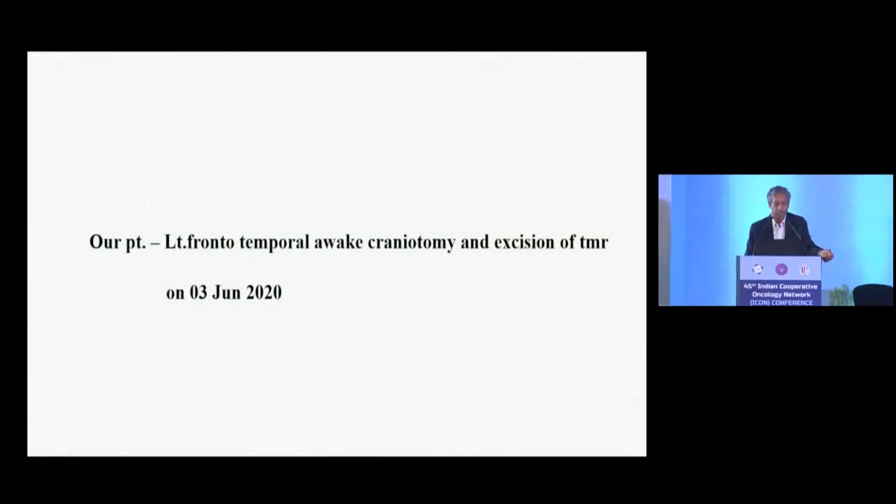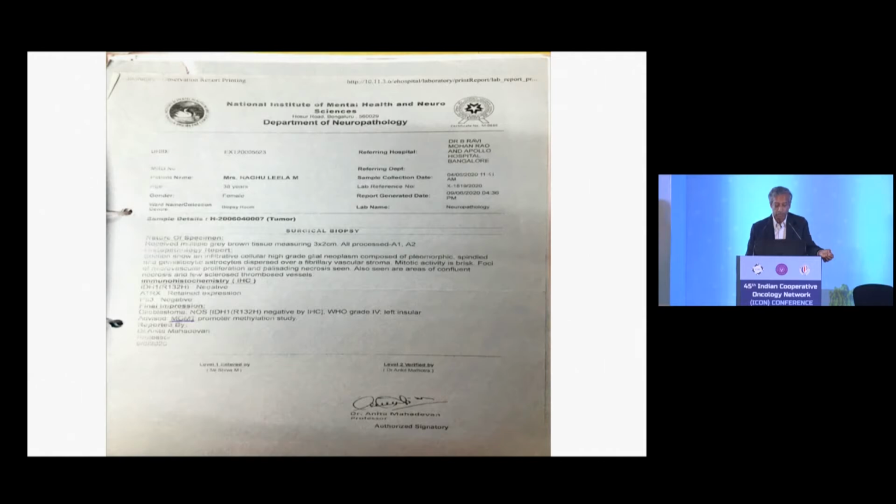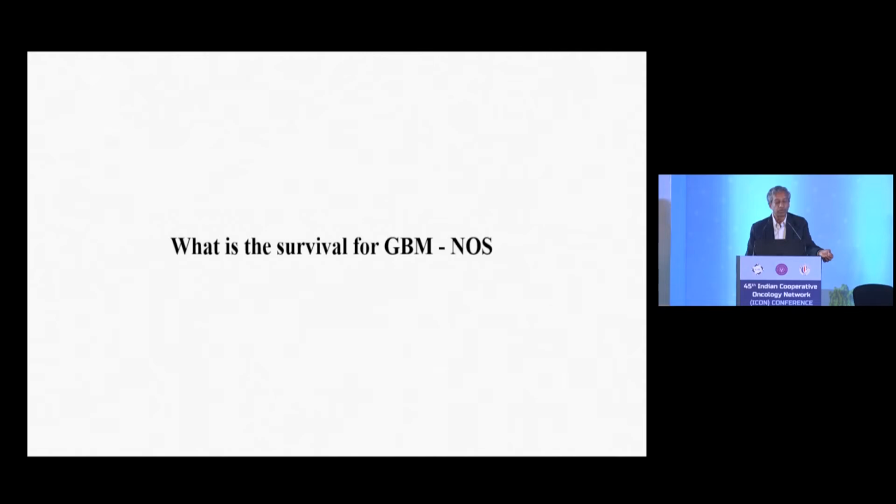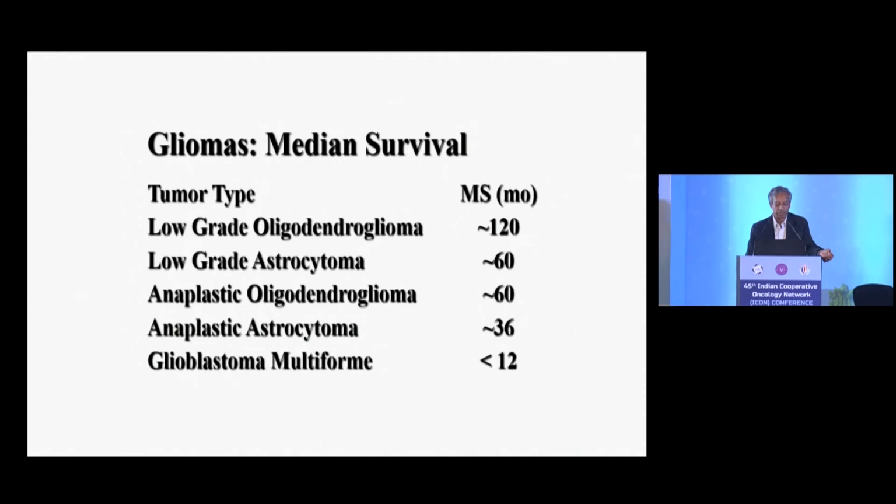So this patient underwent a left frontotemporal awake craniotomy and excision of the tumor on 3rd June, and this is the report saying that it is a GBM not otherwise specified. Then the further report that came showed a methylated form of MGMT. So what is the survival for GBM not otherwise specified? So I don't think it will vary whether it is a poor patient or a rich patient, it will be the same. So this is just to show you the median survival, which is based on the tumor type. And if you see the last one, the Glioblastoma Multiforme, it's less than 12 months.